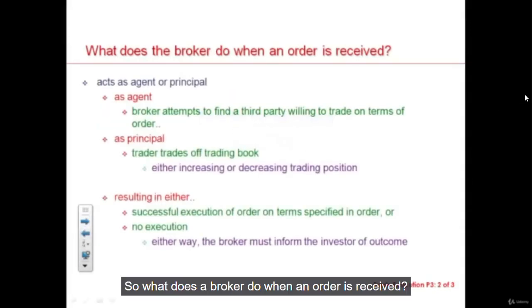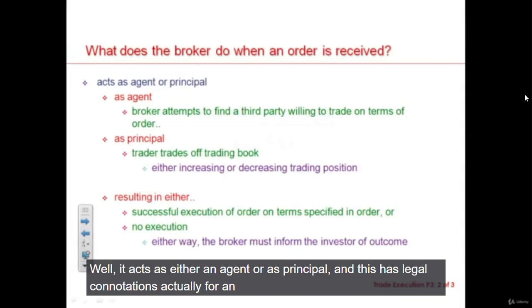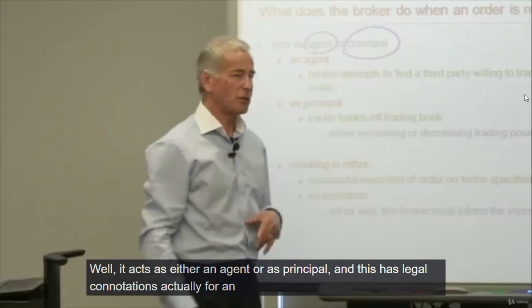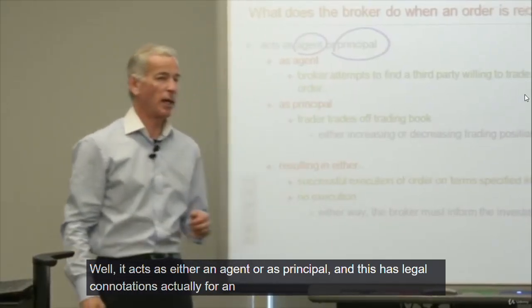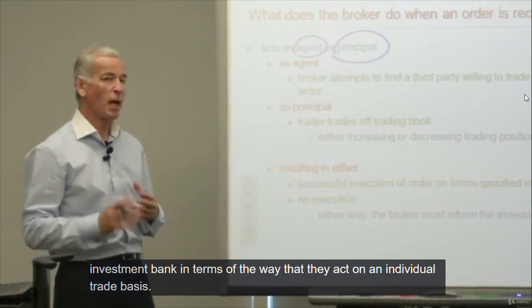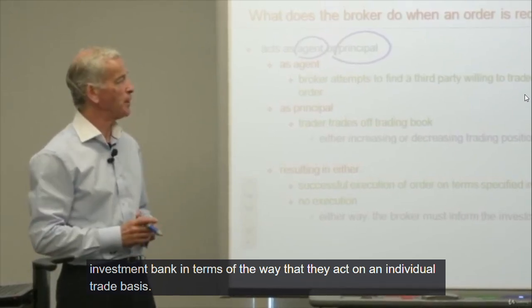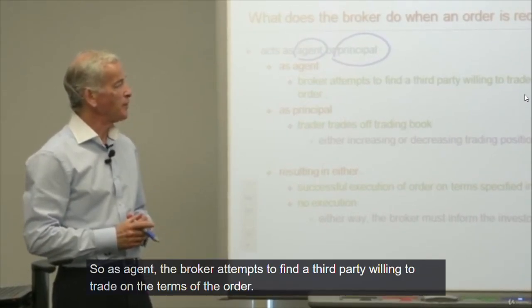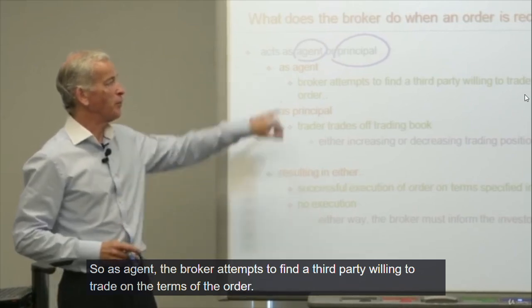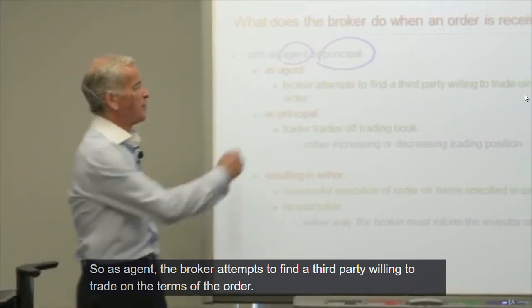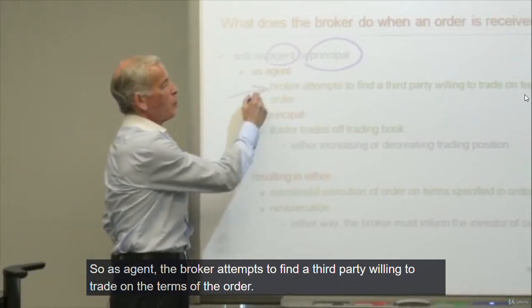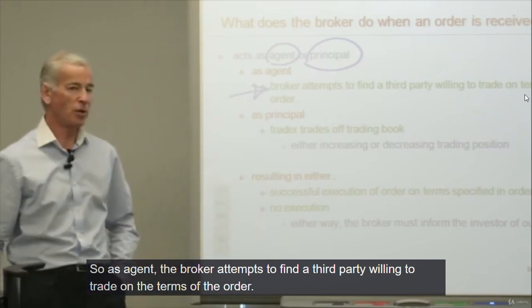So what does the broker do when an order is received? Well, it acts as either agent or as principal. And this has legal connotations, actually, for an investment bank in terms of the way that they act on an individual trade basis. So, as agent, the broker attempts to find a third party willing to trade on the terms of the order.